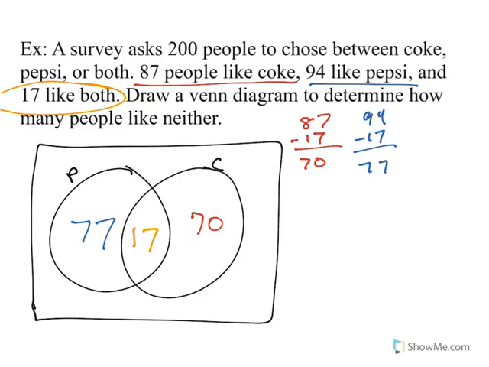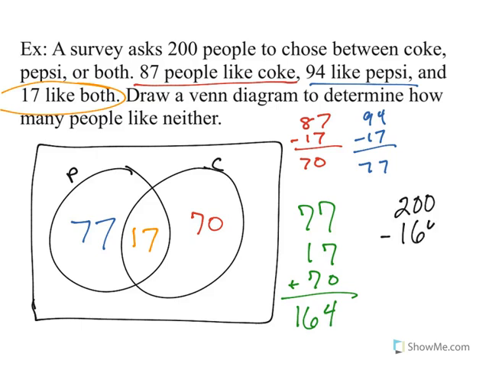Now I know that there's 200 people total. Well, I have 77 Pepsi only, 17 shared, and 70 Coke only. When I add those three together, I get 164 people. Well, I had 200 surveyed. So if I subtract the 164 already taken care of, that means 36 is left. So 36 people are outside of the set circles. They're still in the universal set of people that I surveyed, but they are not part of that initial piece.